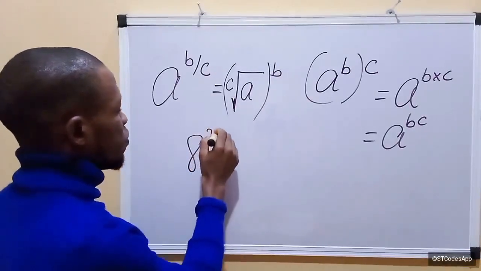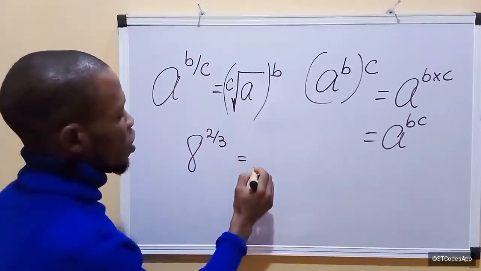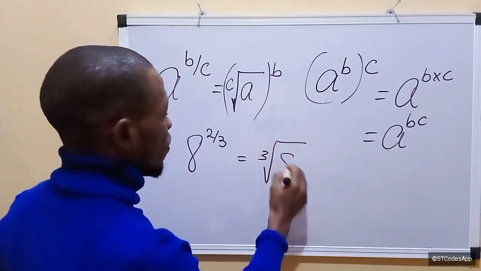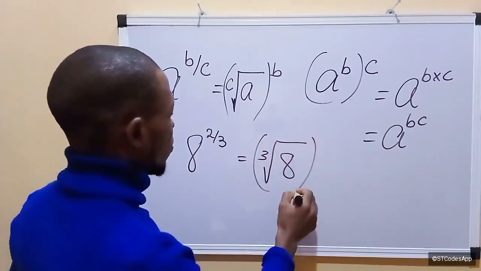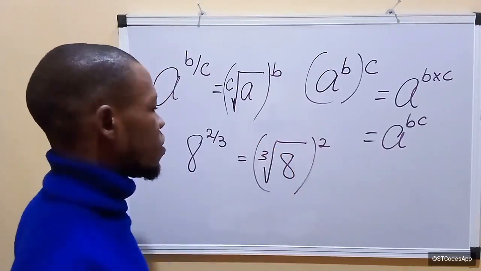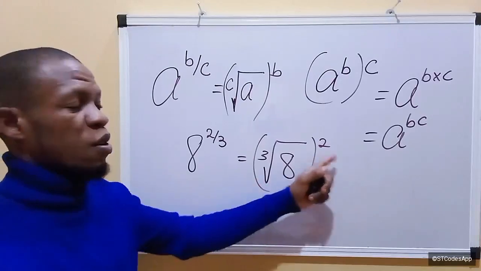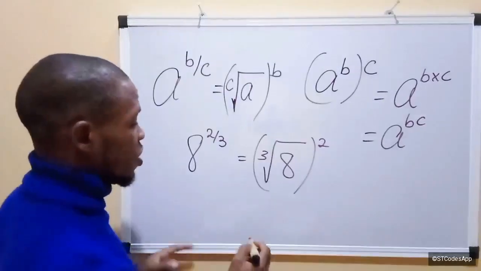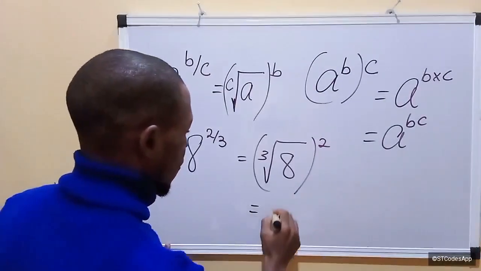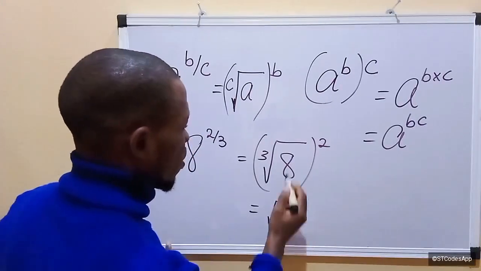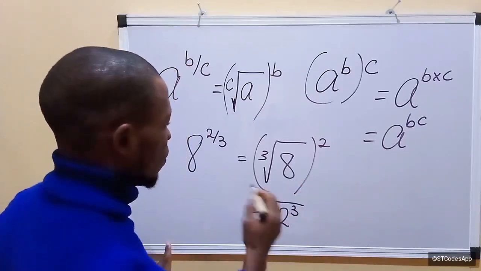8 raised to the power of 2 all over 3. This is going to give us the third root of 8 all together raised to the power of 2. That's the implication. The third root of 8 all together raised to the power of 2, which if I am to resolve it is simply going to be 2 raised to the power of 3, because 8 is 2 times 2 times 2.